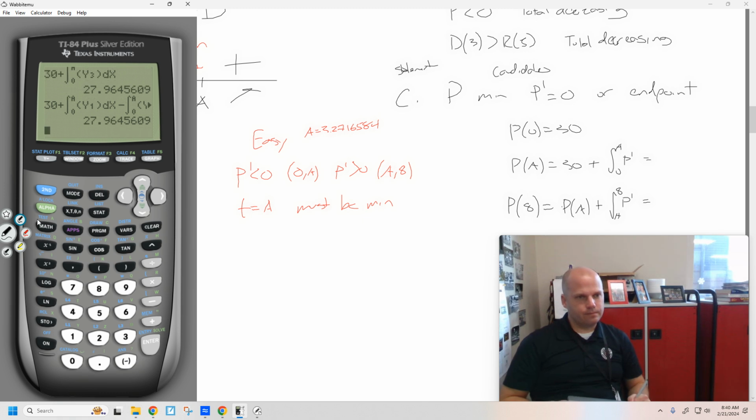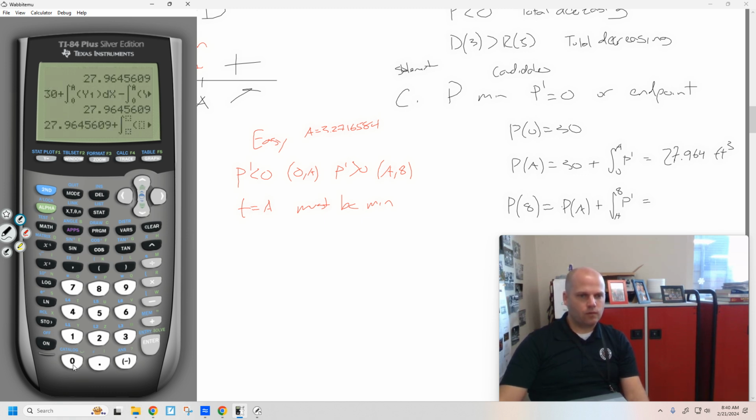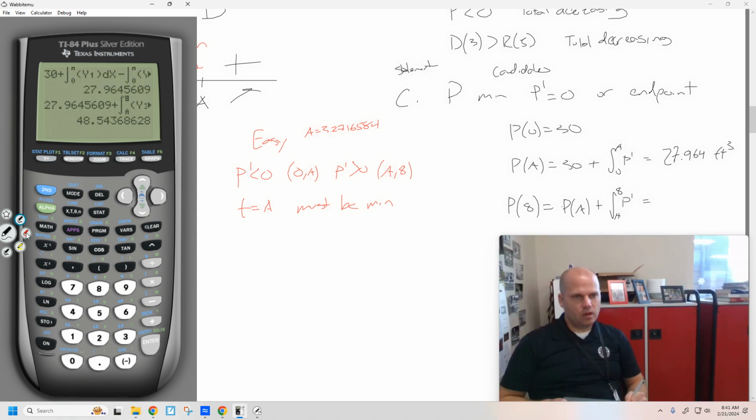This is the minimum value. Again, it's just a repeat. I probably would do it the easy way. 27.964. It's a position. It's X. It's feet, cubic feet, not cubic feet per hour. It's a velocity, not cubic feet per hour squared. That's an acceleration. And then I would take that value and add the accumulation from A to 8 of my derivative, which is y3. Or have it separate, just to show you.